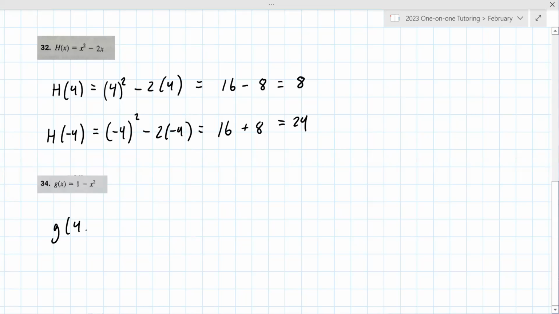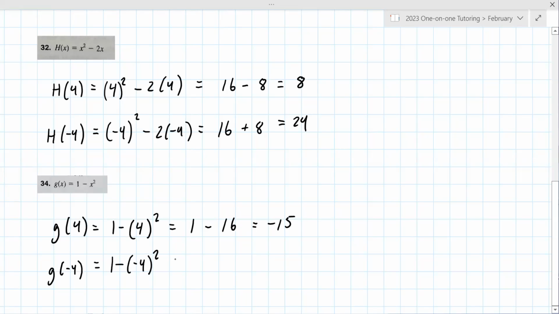So g of 4 means to put 4 in for x. 1 minus 4 squared. So you have to square first. 1 minus 16 is -15. And then g of -4 is 1 minus parentheses -4 squared. Again, always substitute in parentheses. You do the exponent first. 1 minus 16 equals -15. And then the last problem here is 36.